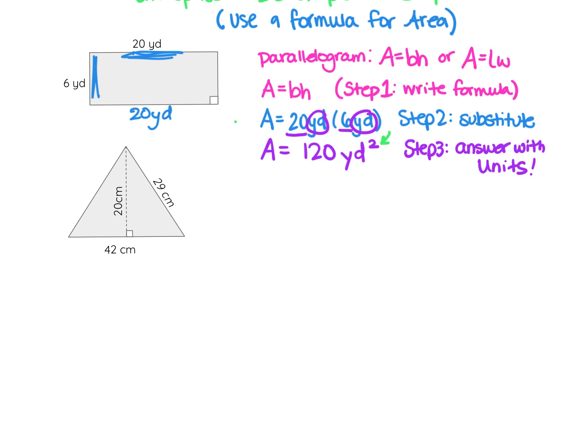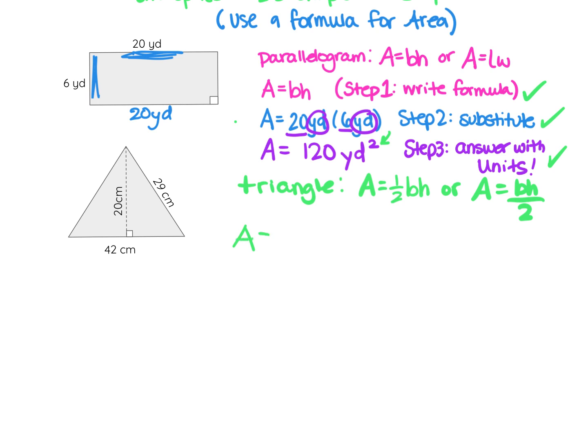Now we have a triangle. So the formula for triangle is 1/2 base times height, or sometimes you might see it as base times height divided by 2. Either way, you can use either one. So again, we're going to use these 3 steps right here. First step is write out our formula. Area equals 1/2 base times height.